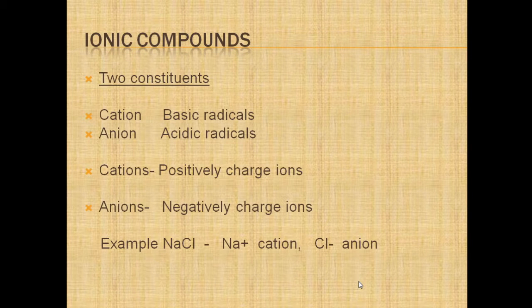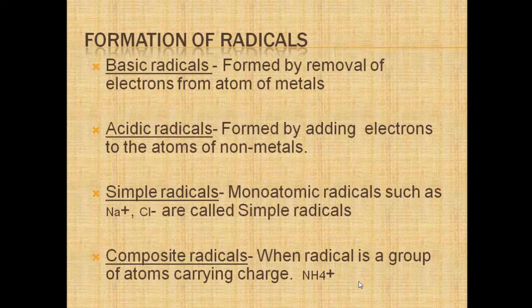Ionic compounds. Ionic compounds are formed by positive and negative ions. So the compounds with ionic bond have two constituents. First one, cation, is also known as basic radical, and second, anion, known as acidic radical. Cations are positively charged ions and anions are negatively charged ions. For example, NaCl. In NaCl, Na+ is the cation and Cl- is the anion.